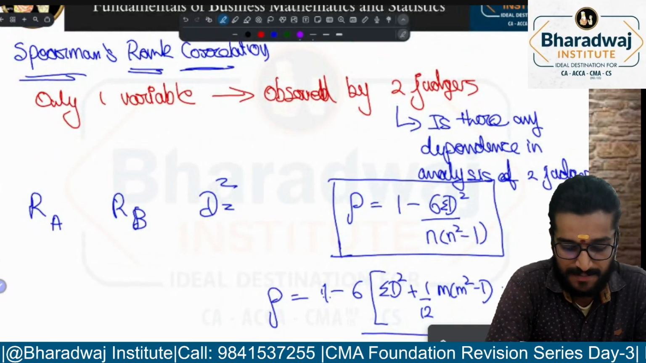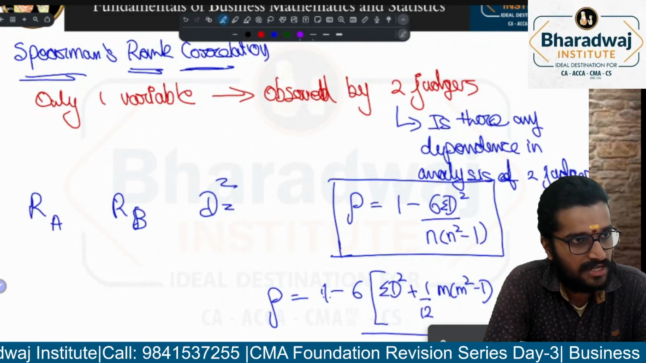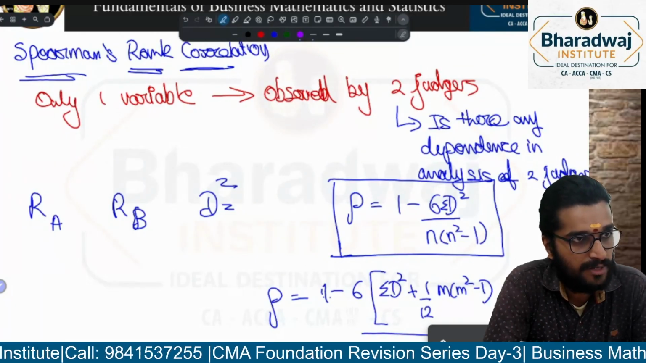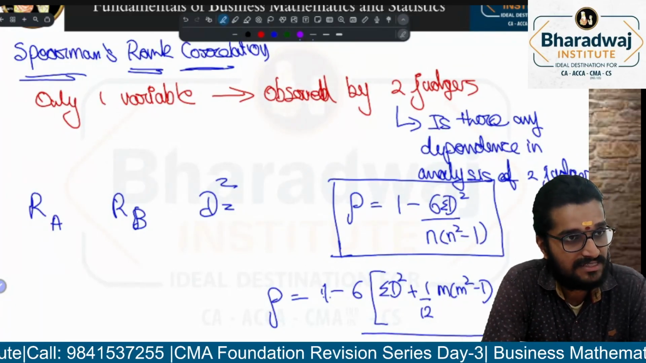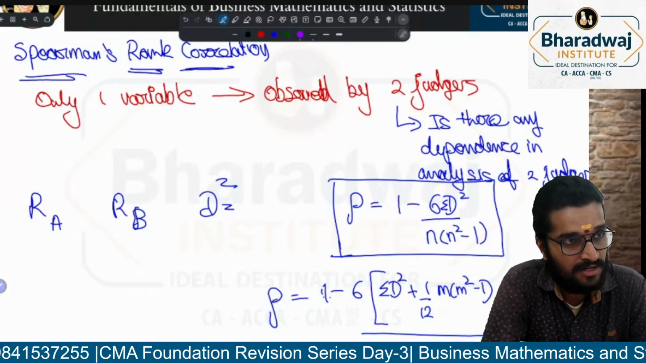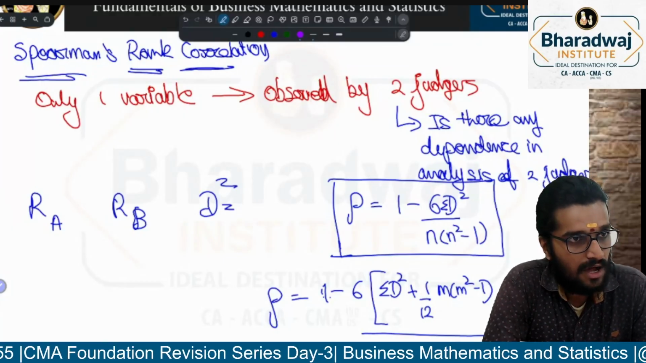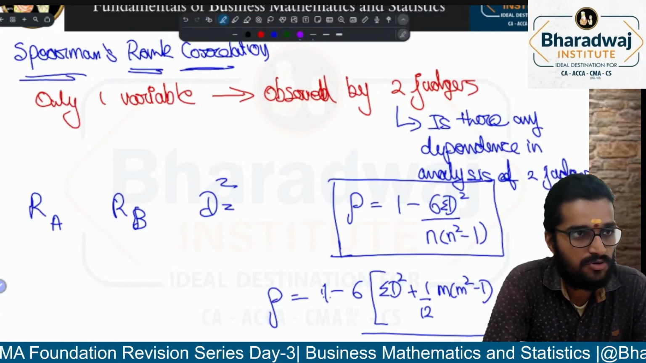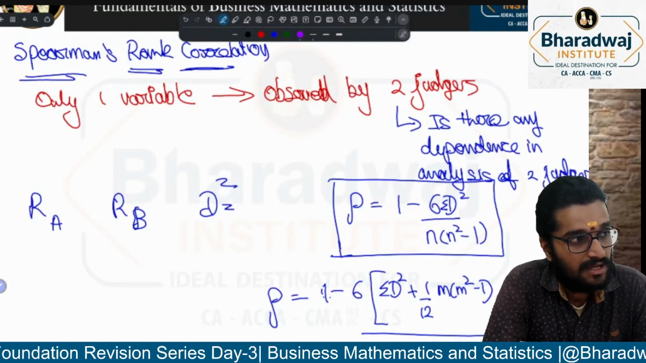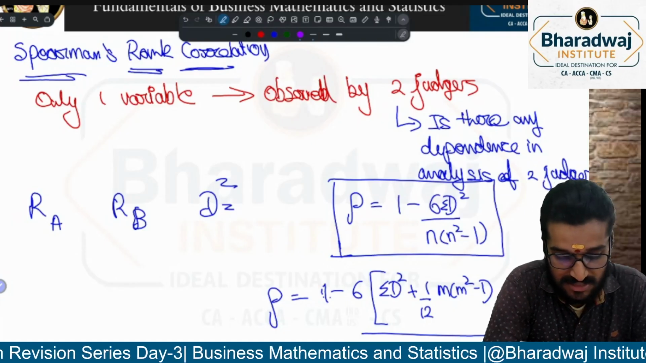Next one is Spearman's rank correlation. This rank correlation is not studied to find the relationship between two variables. Instead, it is studied to find the relationship or interdependency between two observers. Two observers observing the same variable will give two different judgments. Is there any interdependency between those two judgments? That is what we will discuss in Spearman's rank correlation.